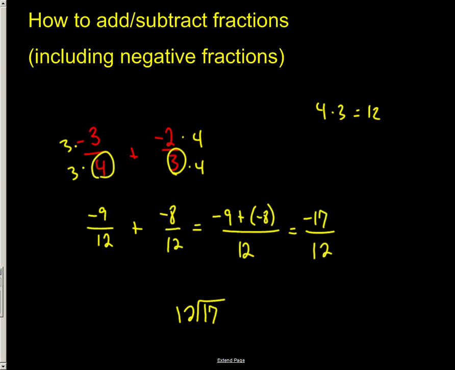How many times does 12 go into 17? Well, it goes in 1 time. And since it's a negative, we'll say it's -1. How much is left over? 5. So this 5 is going to be our new numerator, and we keep the same denominator.